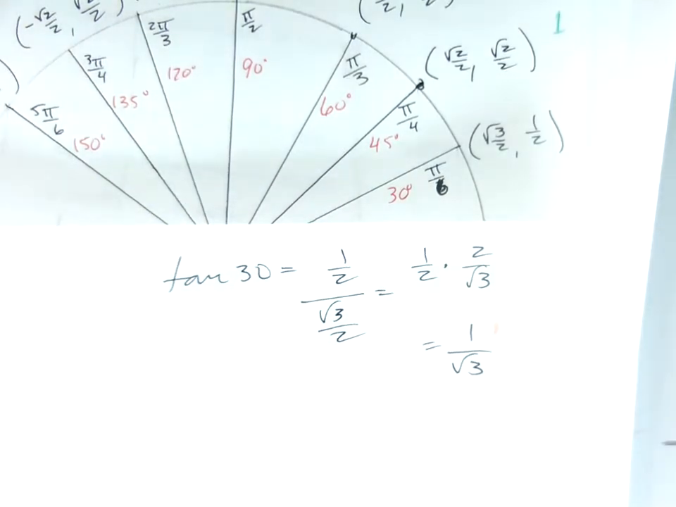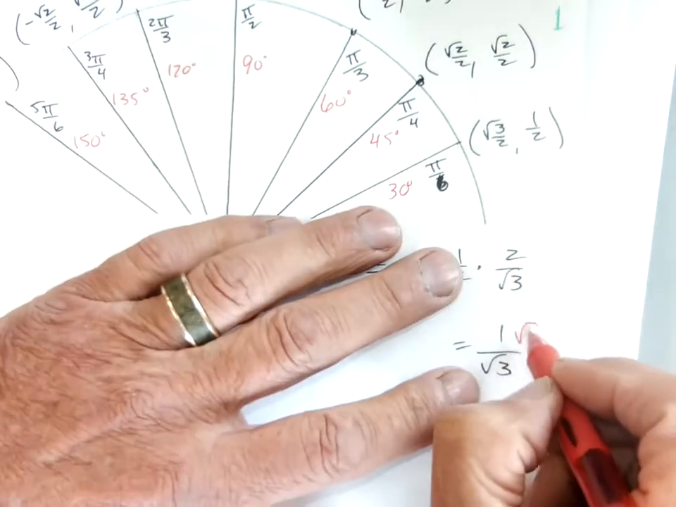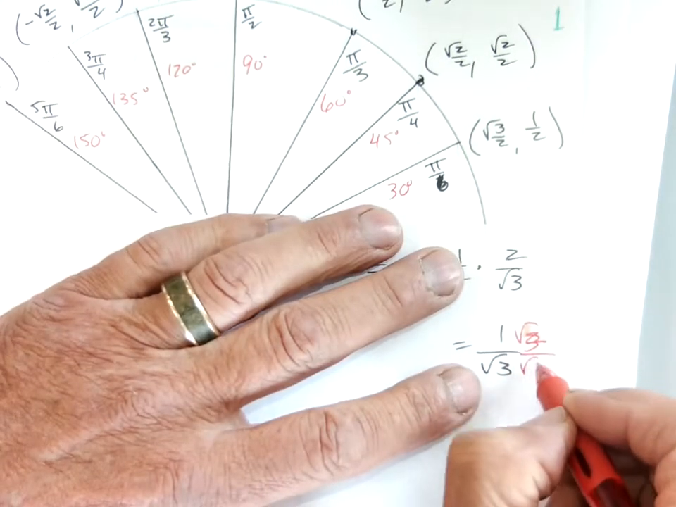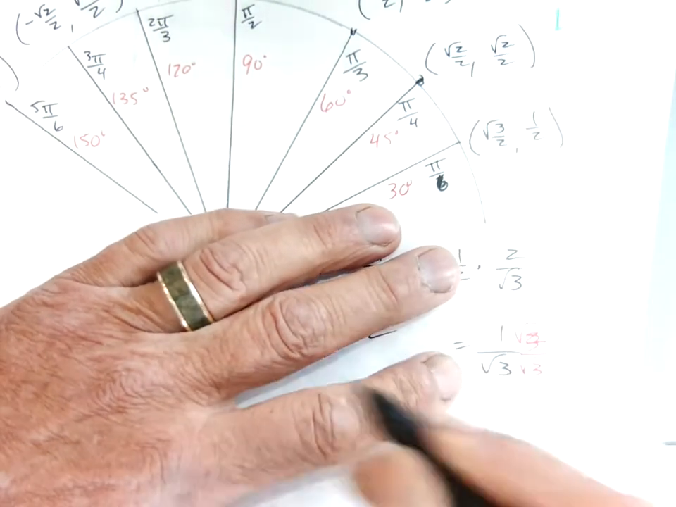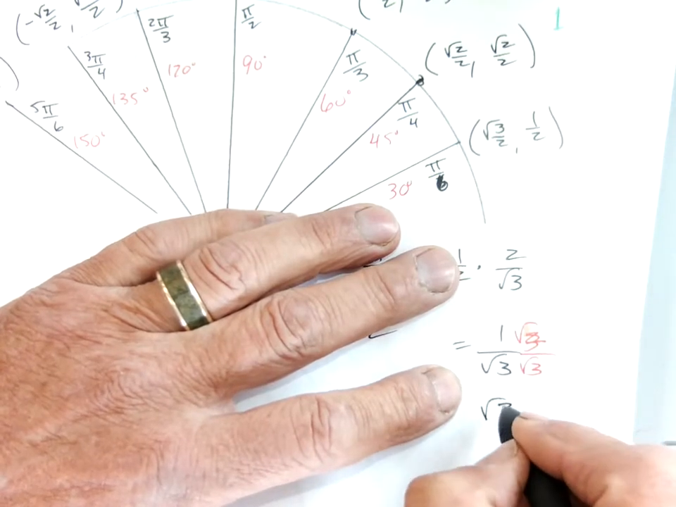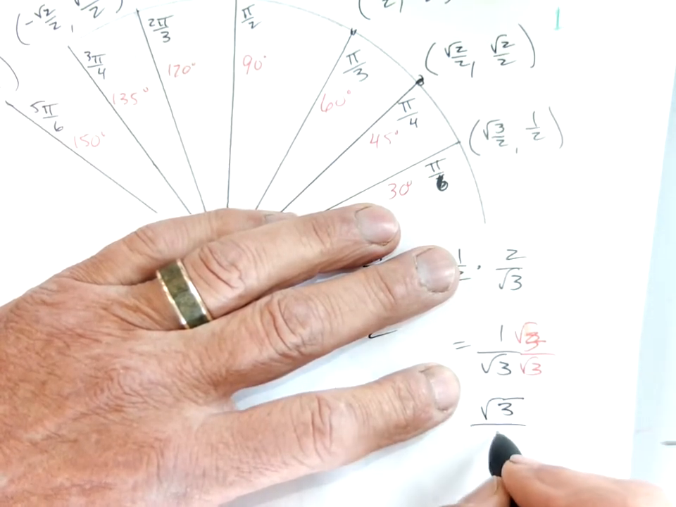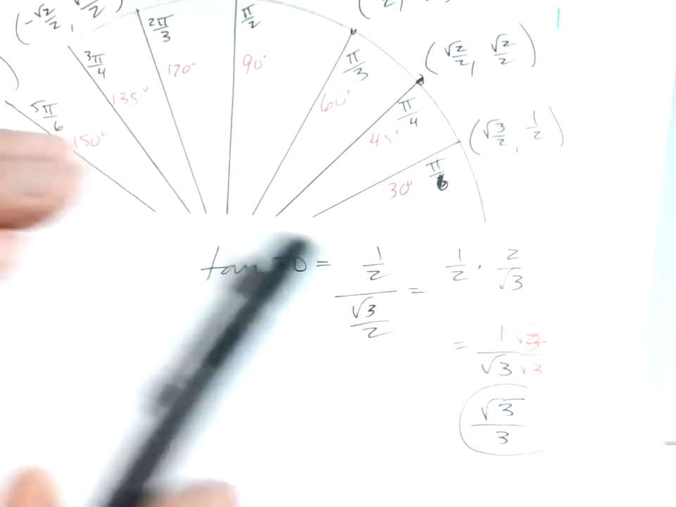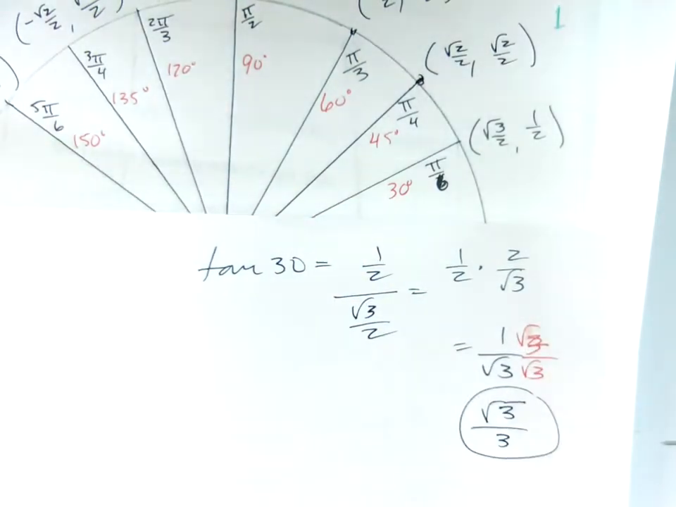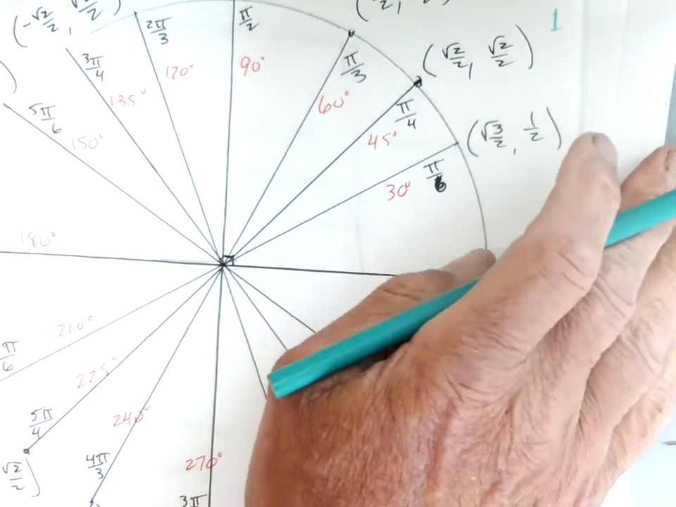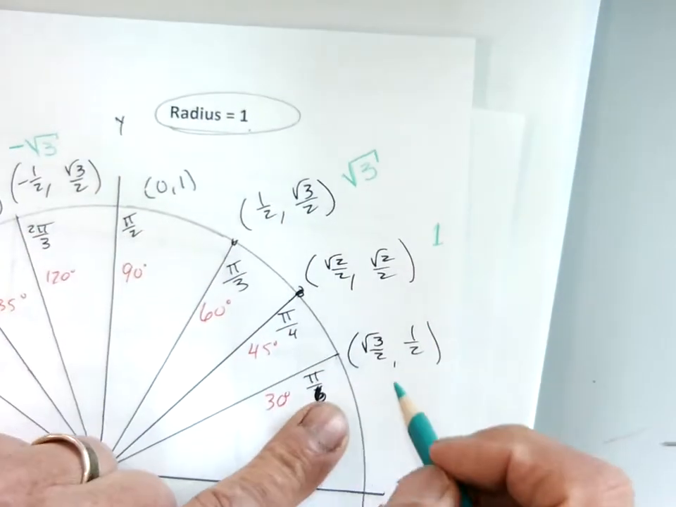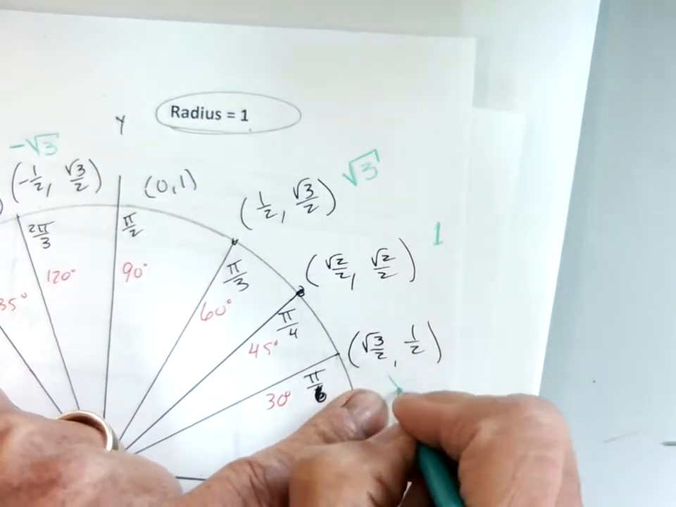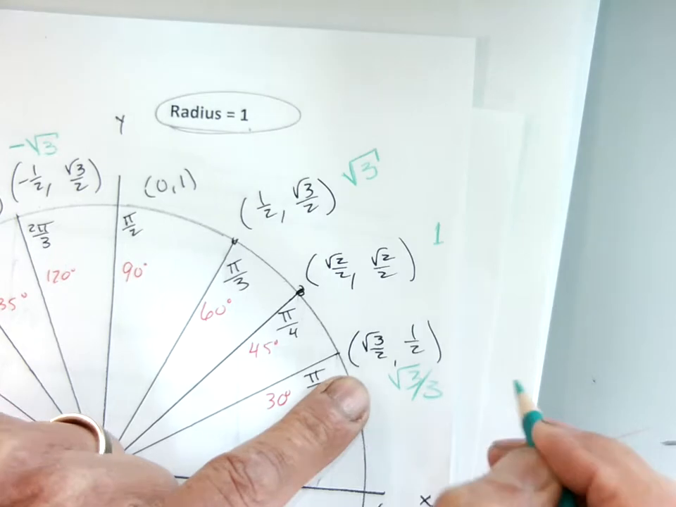But remember, we're not really supposed to have a square root in the denominator. Remember that? So we rationalize it. Square root of 3 times square root of 3. And we wind up with this answer, square root of 3 over the square root of 9, which is 3. And that's the answer we want to put on our unit circle. So at 30 degrees, or pi 6, the tangent value is the square root of 3 over 3. Okay?